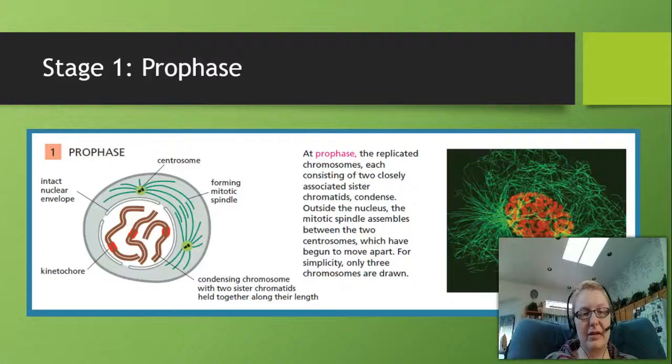What's also forming is the centrosomes. And then we have the asters that are forming where the mitotic spindles are coming out. And these are going to start moving towards the poles.